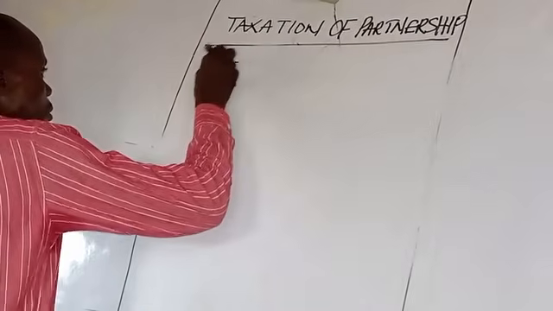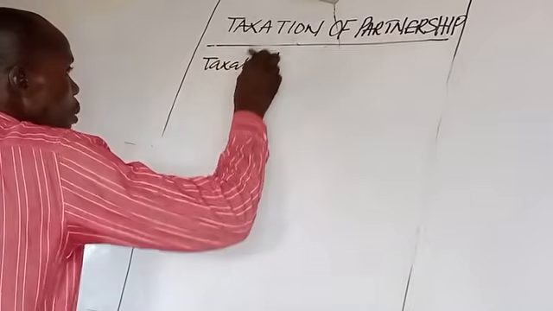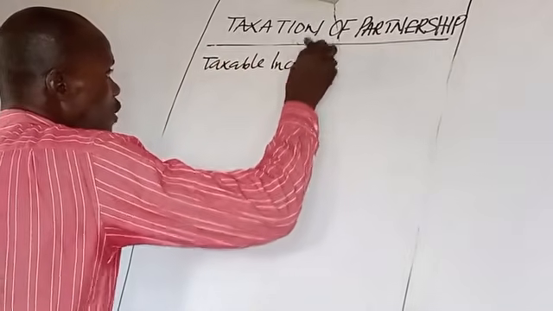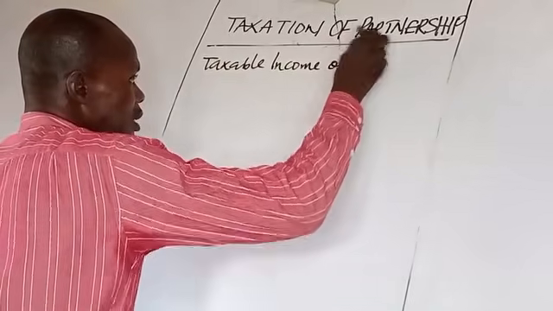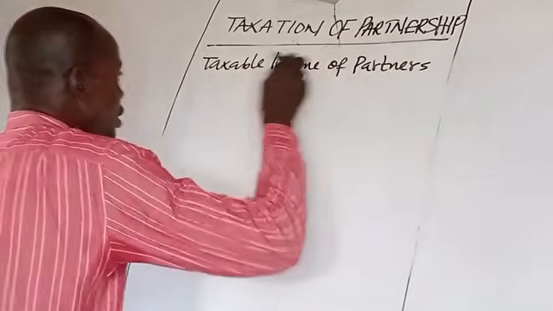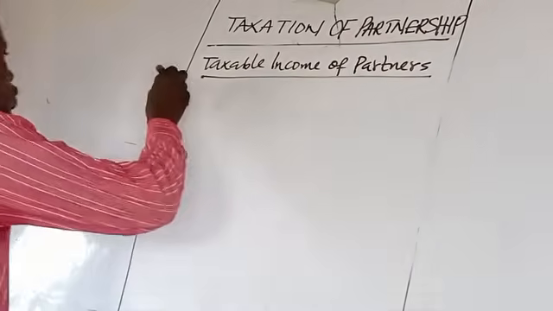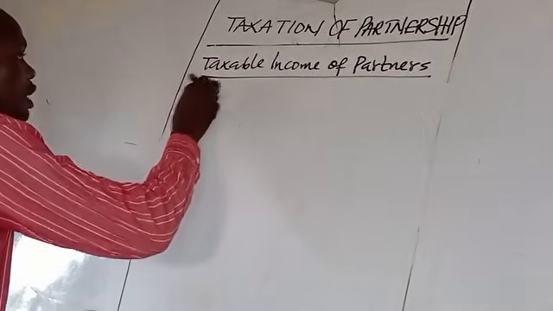Taxable income of partners. Taxable income of partners include, number one, remuneration.